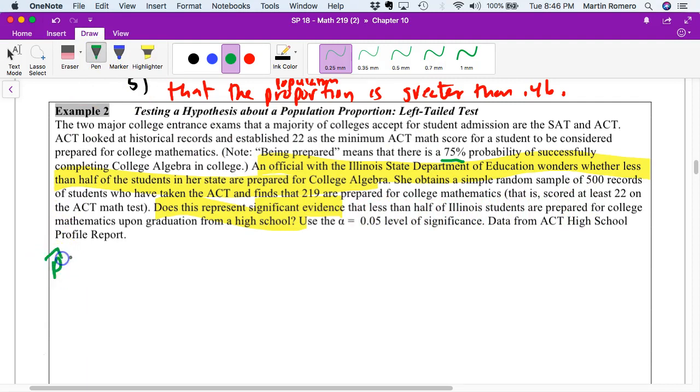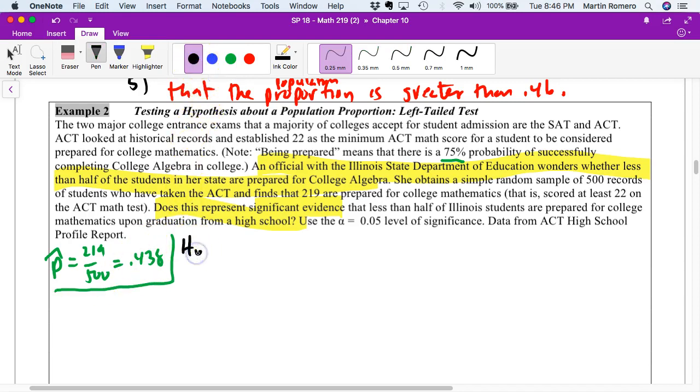We have a p-hat in this case. This is our sample statistic. This is going to be 219 over 500. In this case, that equals 0.438. So maybe there is some evidence to suggest that less than half the people are prepared.